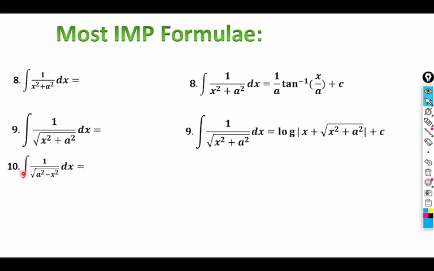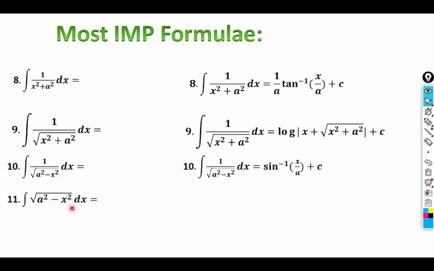Come to the next. Integral of 1 upon root of a square minus x square. Now remember this: whenever there is a negative sign between a square and x square, always sine inverse comes there. So for 1 upon root of a square minus x square dx, the integration is sine inverse of x by a plus c. And one more formula with root of a square minus x square.